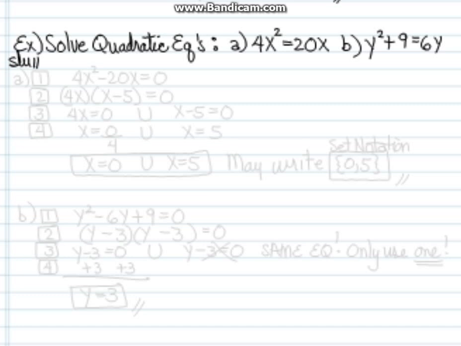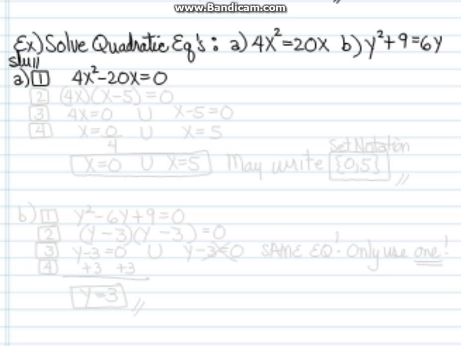Okay, let's do the first one. Part A, we'll solve 4x squared equals 20x. First step is to get it into standard form: 4x squared minus 20x equals 0. See, we want everything on one side, the other side 0. And we want to put it on the side where the squared term is positive, so it's easier to factor. So step 1 is get everything on one side, the other side 0.